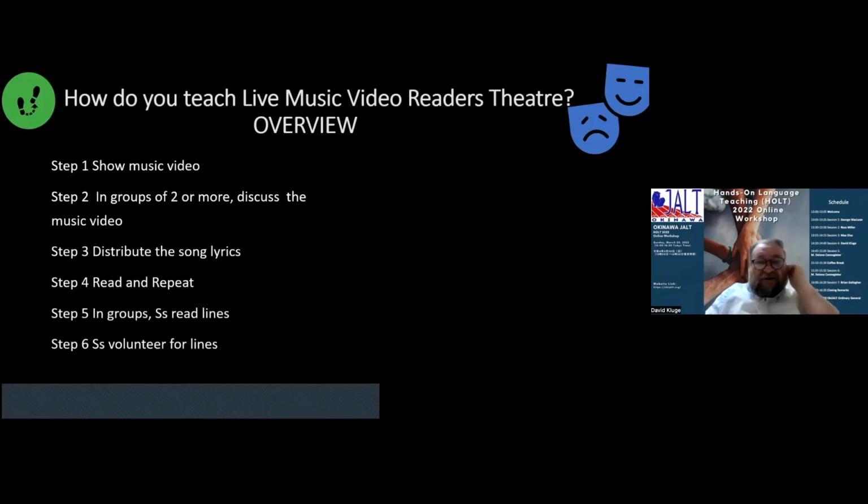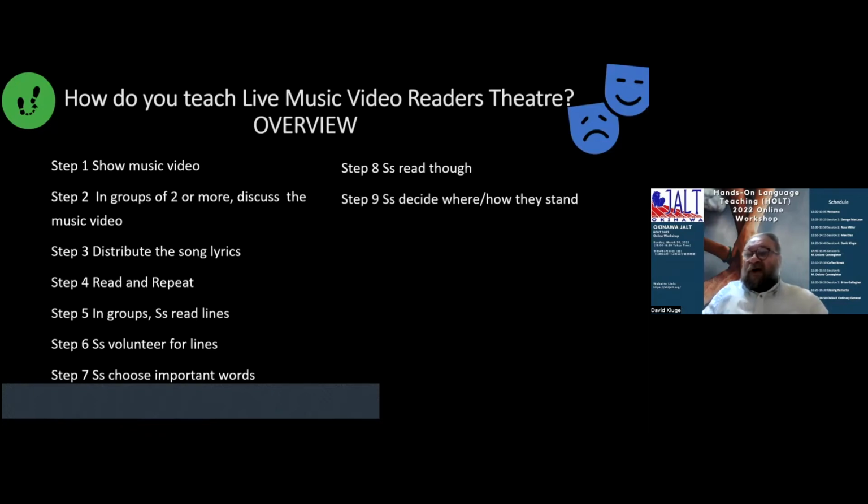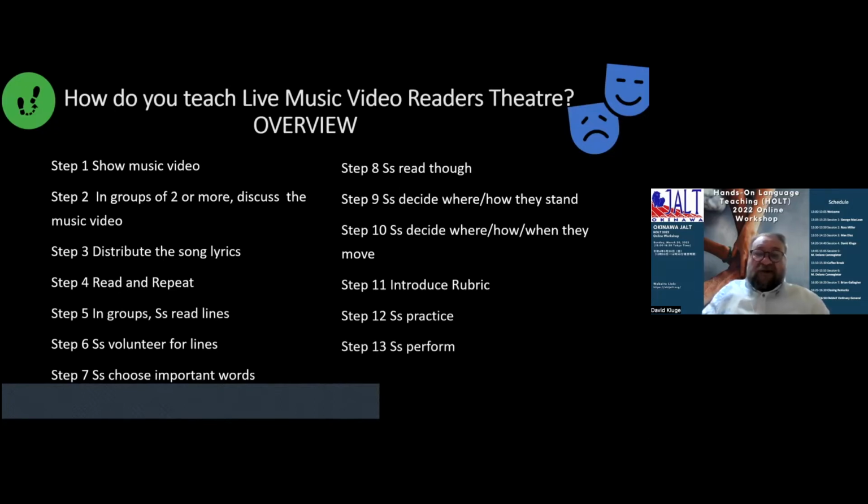Step 7, choose the important words. Step 8, the students read through. Step 9, students decide where and how they stand. Step 10, students decide where, how, and when they move. Step 11, introduce the rubric. Step 12, students practice. Step 13, students perform. And step 14, students and teacher evaluate.